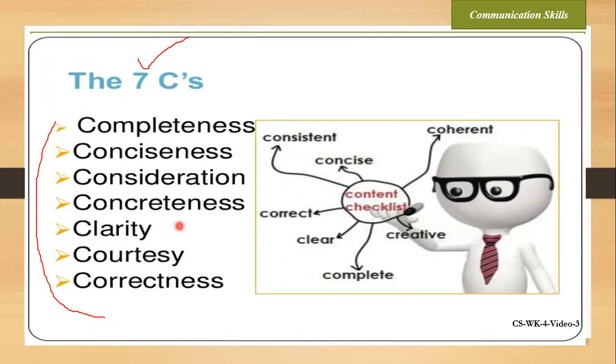Whenever we are talking about communication, communication without the 7 C's is not complete, it is incomplete. So what are the 7 C's of communication? Completeness, conciseness, concentration, concreteness, clarity, courtesy, and correctness. These are the 7 C's of communication, and they are very important for effective and good communication. Your message has to be consistent, concise, coherent, creative if you want to, which is additional, complete and clear and correct from each and every perspective.